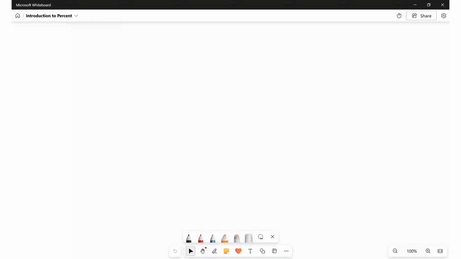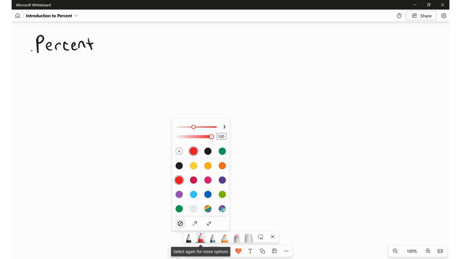Let's get into percent. Before we get into the math of percent, I would like to take a moment and just talk about the definition of percent. And when I talk about the definition of percent, I don't mean in math terms. So, we have our word percent. Well, this word has some Latin roots and it's broken into two pieces, per and cent.